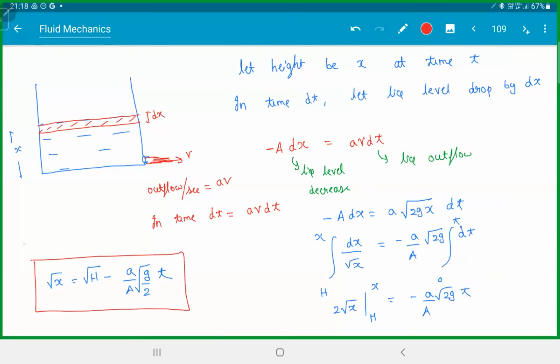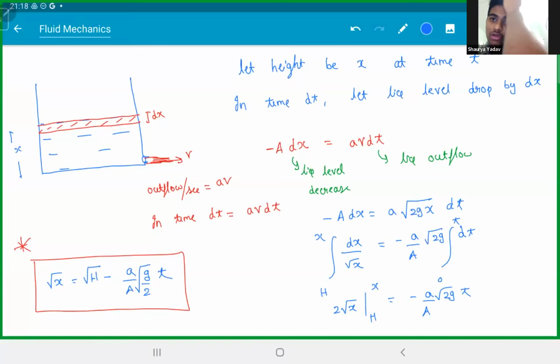Straightforward question you get in the exam. Find the time when the tank becomes empty: put x is 0. Find the time when the first half is empty: put x is h by 2. So put x is 0, put x is equal to h by 2. You'll get the time for the first half and the total time. Subtract them, and you get the time for the second half. Find the time for the full tank to be empty, find the time for the first half to be empty, and if you subtract them, you'll get the second half's emptying time. The result is important.